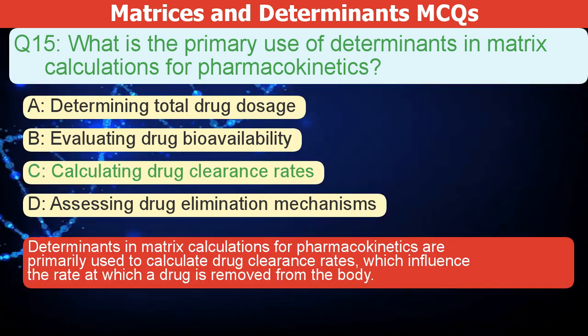The correct answer is C. Determinants in matrix calculations for pharmacokinetics are primarily used to calculate drug clearance rates, which influence the rate at which a drug is removed from the body.